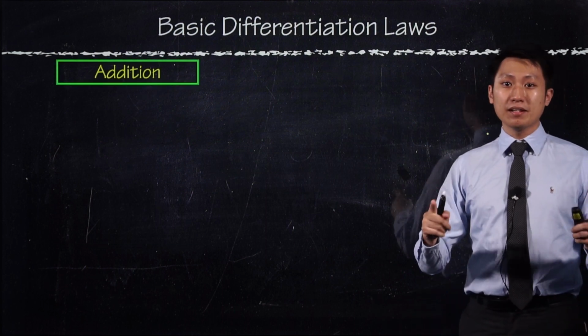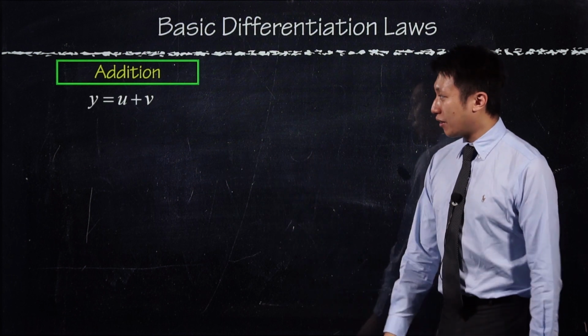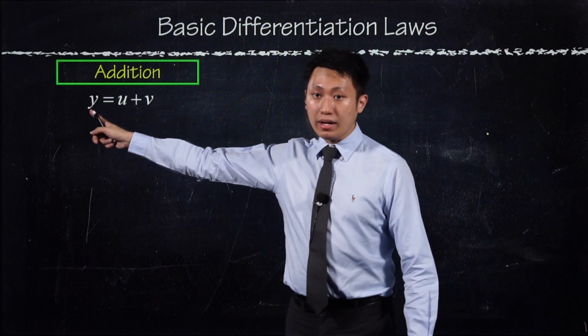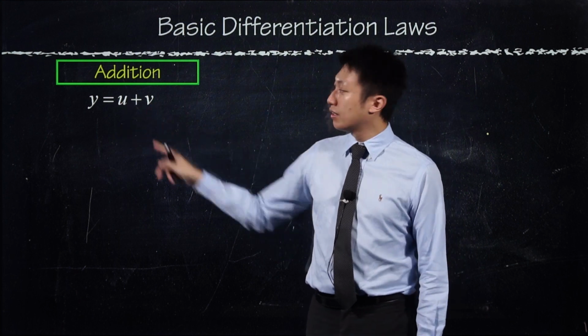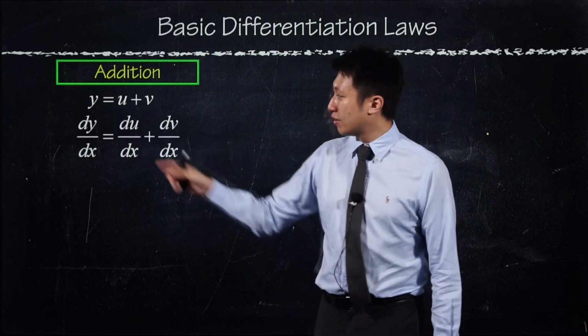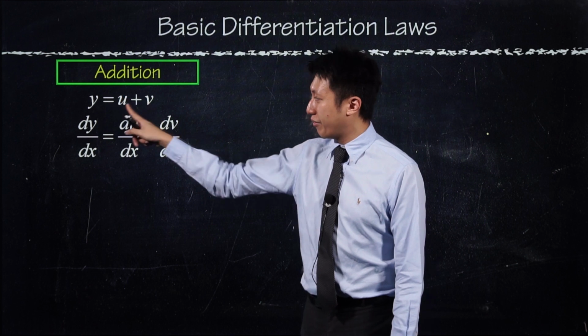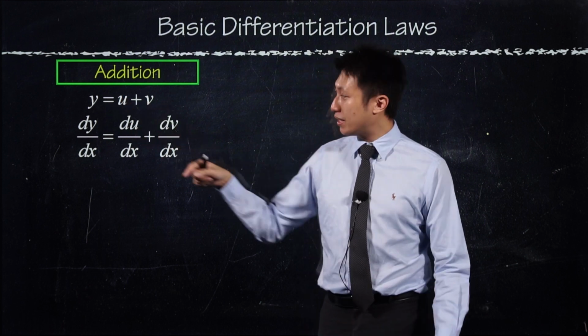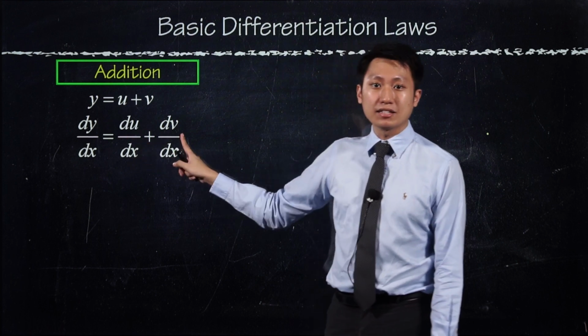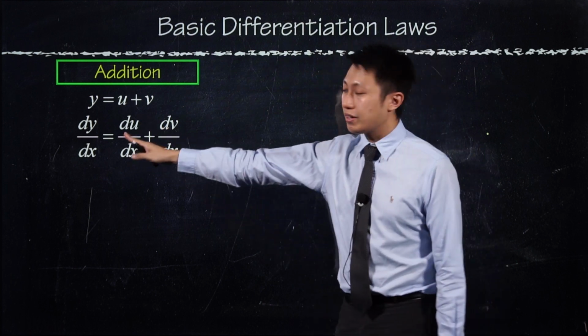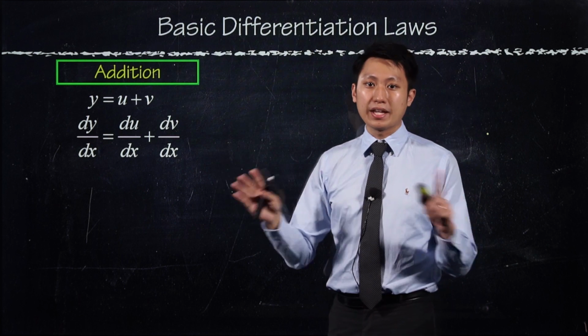Very, very important. Pay attention to all this. Okay, so if you have y equals the sum of two functions, then the derivative will be equal to the individual differentiation. What it means is that if you have f plus g, then the derivative will be f prime plus g prime.